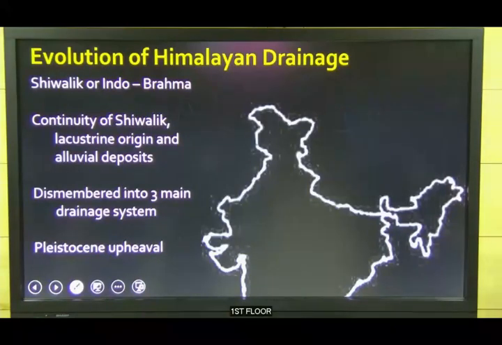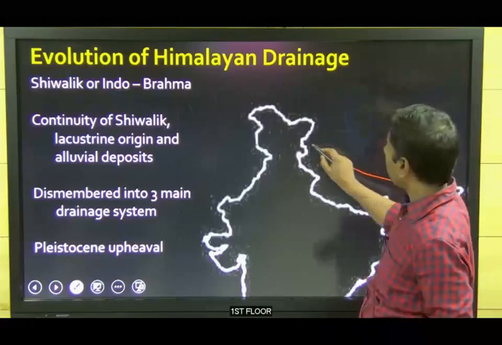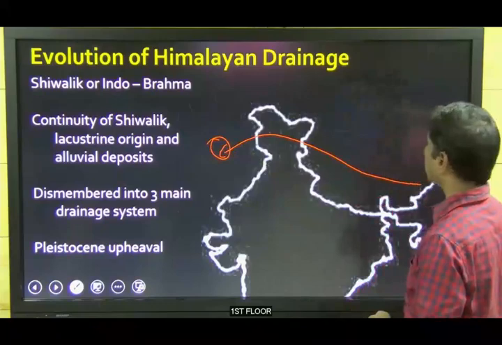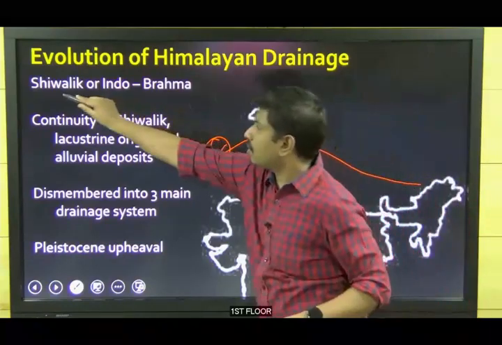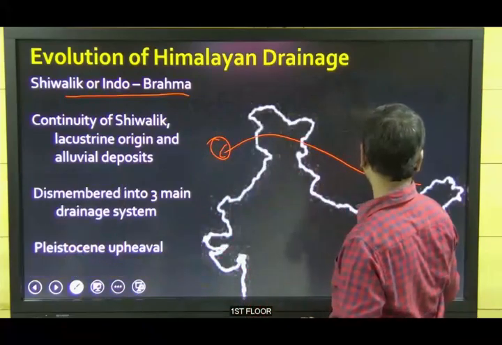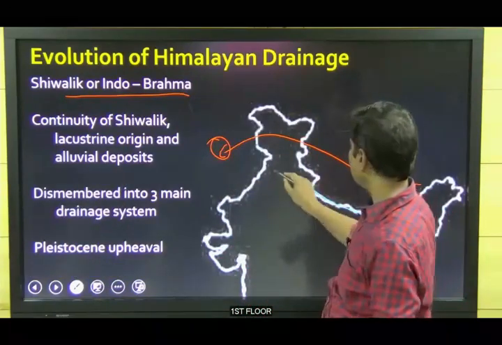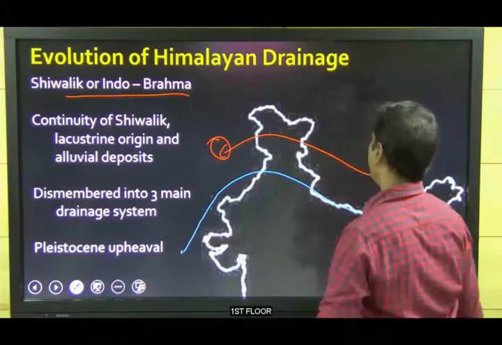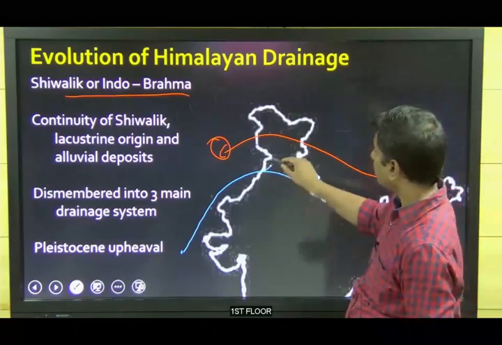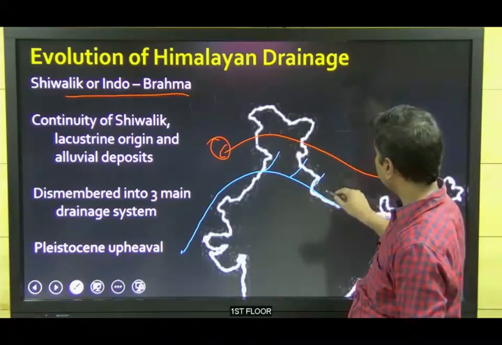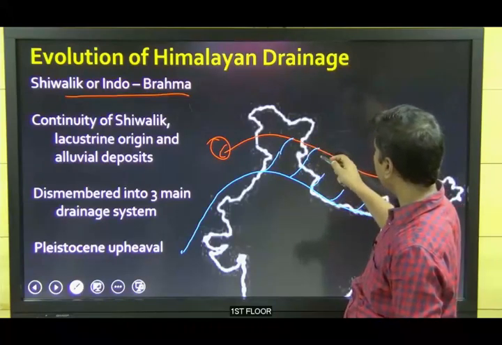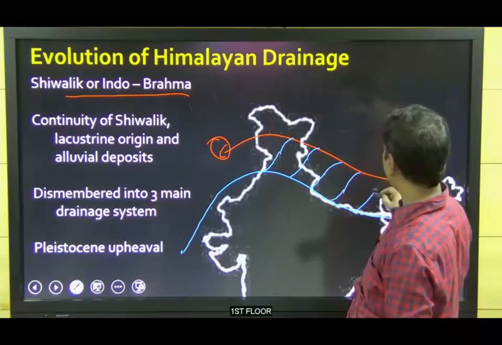There was one river known as Oxus. Oxus are the Tibetan river. It was flowing into a lake known as Oxus. And then there was another river, the Shivalik or Indo-Brahma river. That was also flowing from this side into the Arabian Sea. Due to the headward erosion of the tributaries, it captured the Tibetan river.